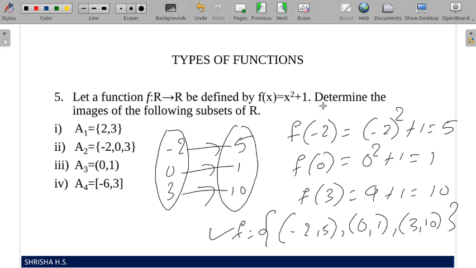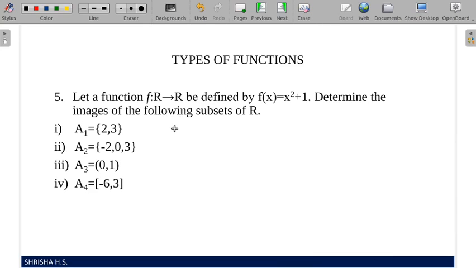Here, determine the images of the following subsets of R. So determine the images, they have asked for that also. So we'll write this one also: A2 equal to {5, 1, 10}. So this is about the second question.